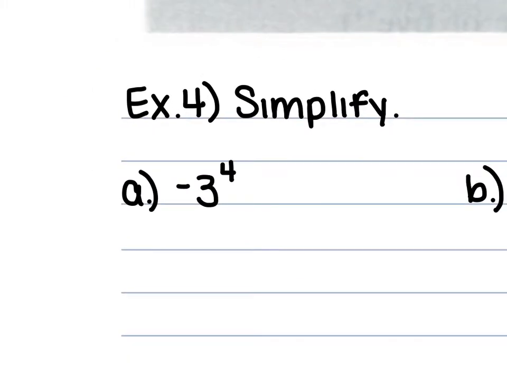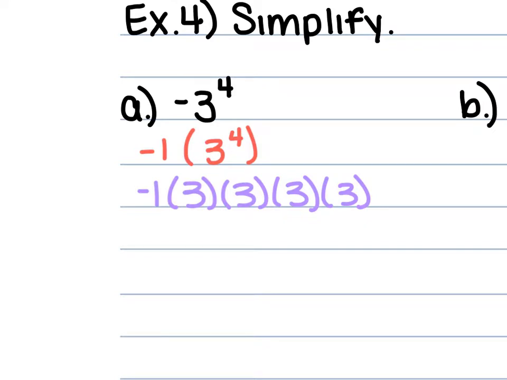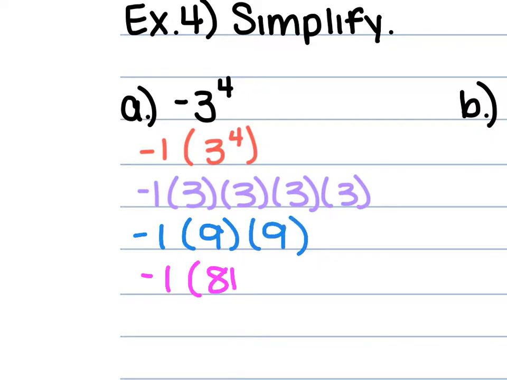If we are simplifying, for example, for A, we have negative 3 to the 4th power. Now that negative out in front is like saying negative 1 times 3 to the 4th power. And this is the same thing as negative 1 times 3 times 3 times 3 times 3. We know 3 times 3 is 9, so this is the same thing as negative 1 times 9 times 9. We know that 9 times 9 is 81. And negative 1 times 81 is negative 81.